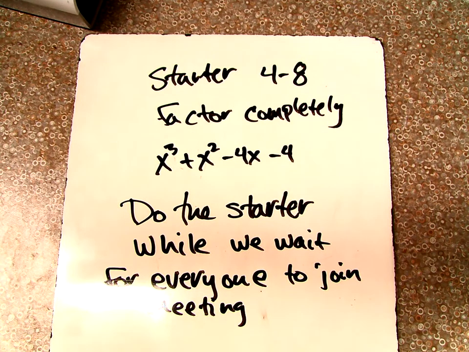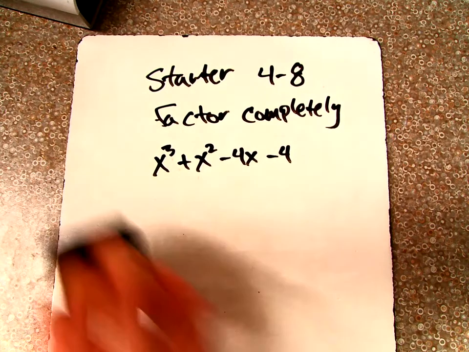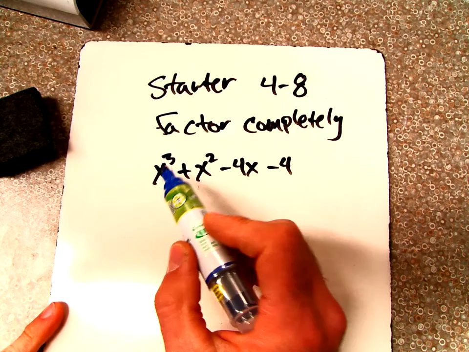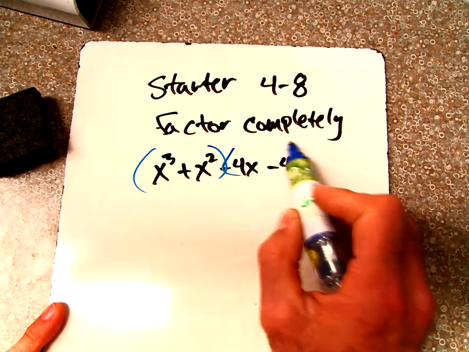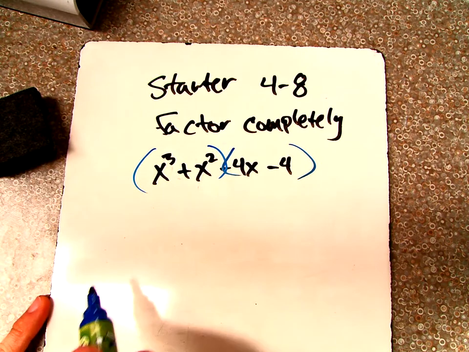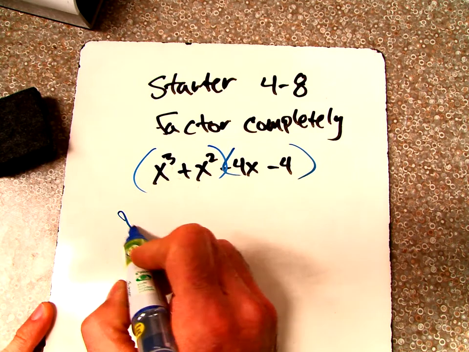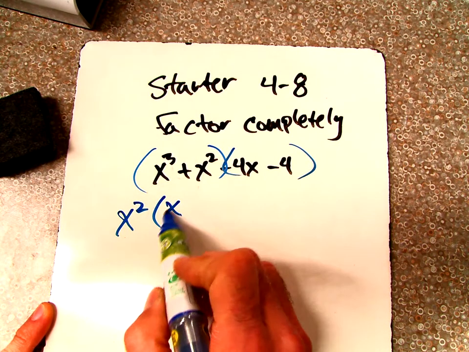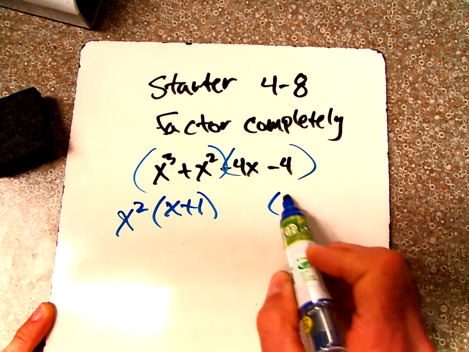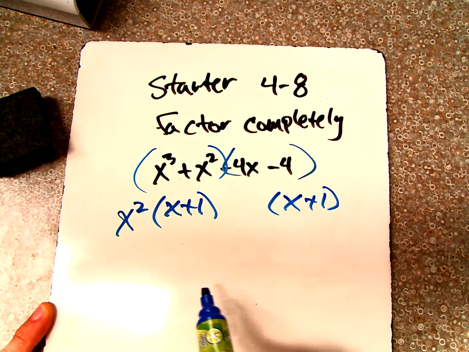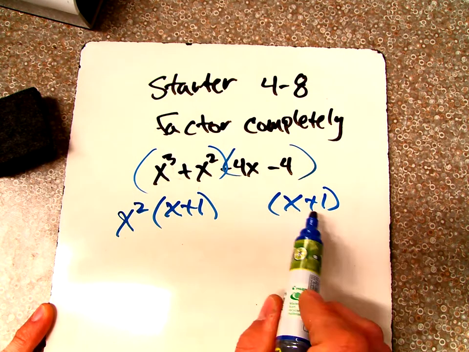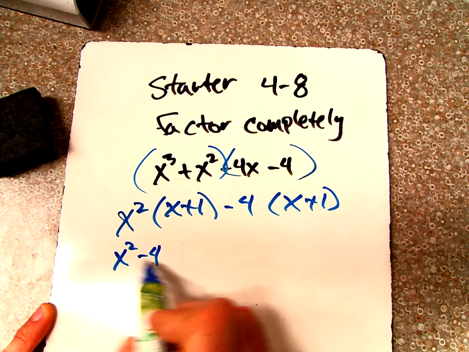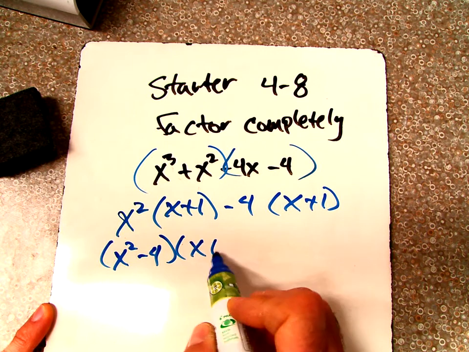So to do the starter really quick, we've got to factor this. It's 4 terms, so we've got to factor by grouping. The common factor to the first set of parentheses is x squared. We pull out an x squared, and what's left is x plus 1. This has to be x plus 1, so to make this like that, I've got to pull out a negative 4: x squared minus 4, and x plus 1.